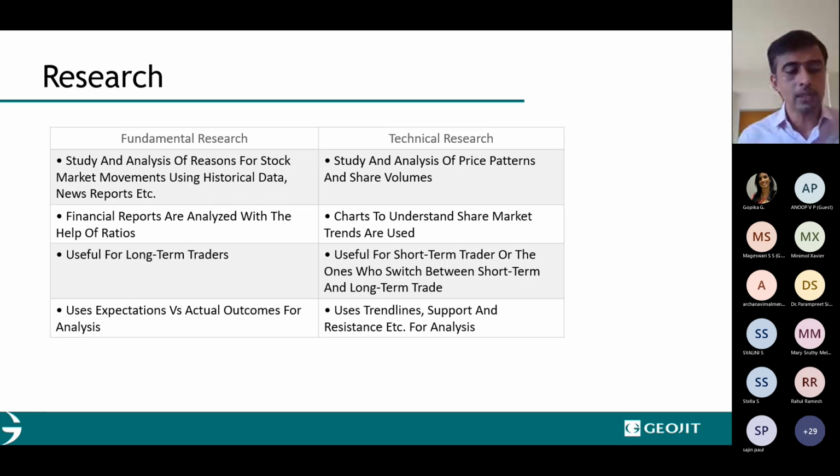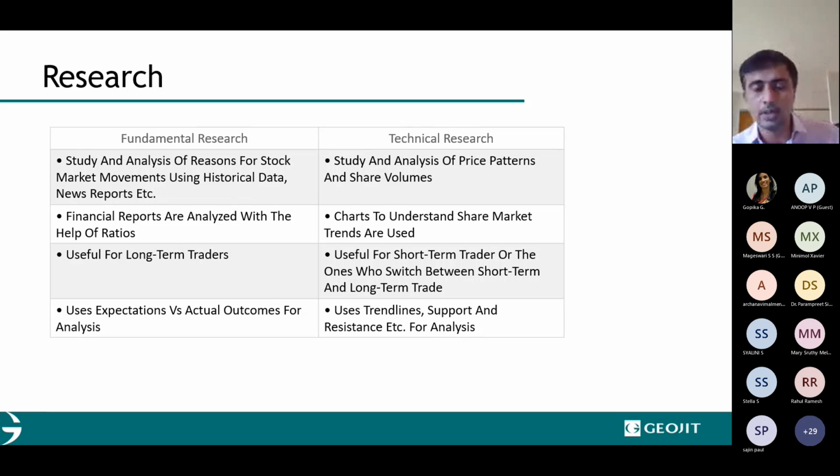What I will do, I will just square off my Infosys with a strict stop loss, and I will buy that Infosys again at a lower level. Okay, so that's a short-term trader who adopts such techniques. Uses trends like support, resistance.